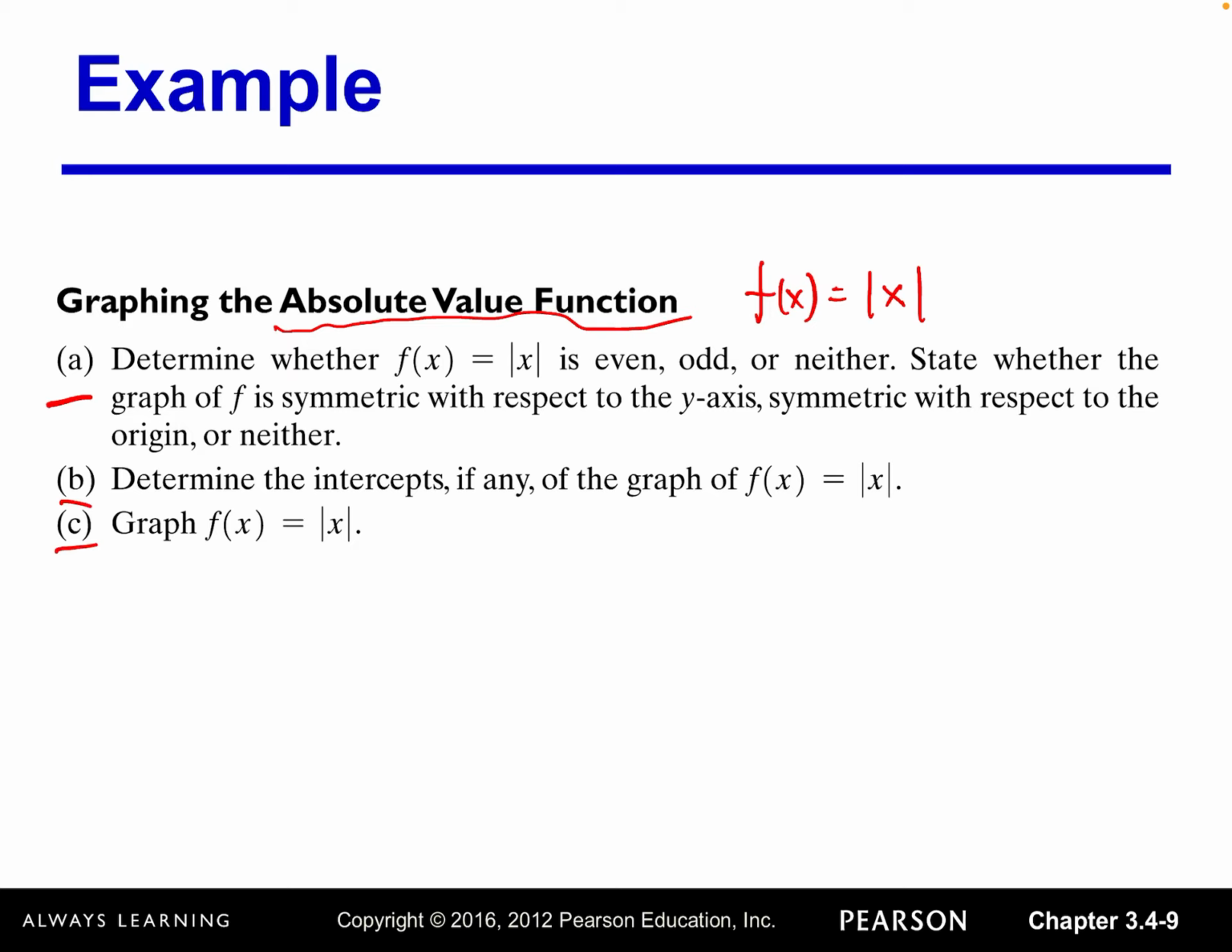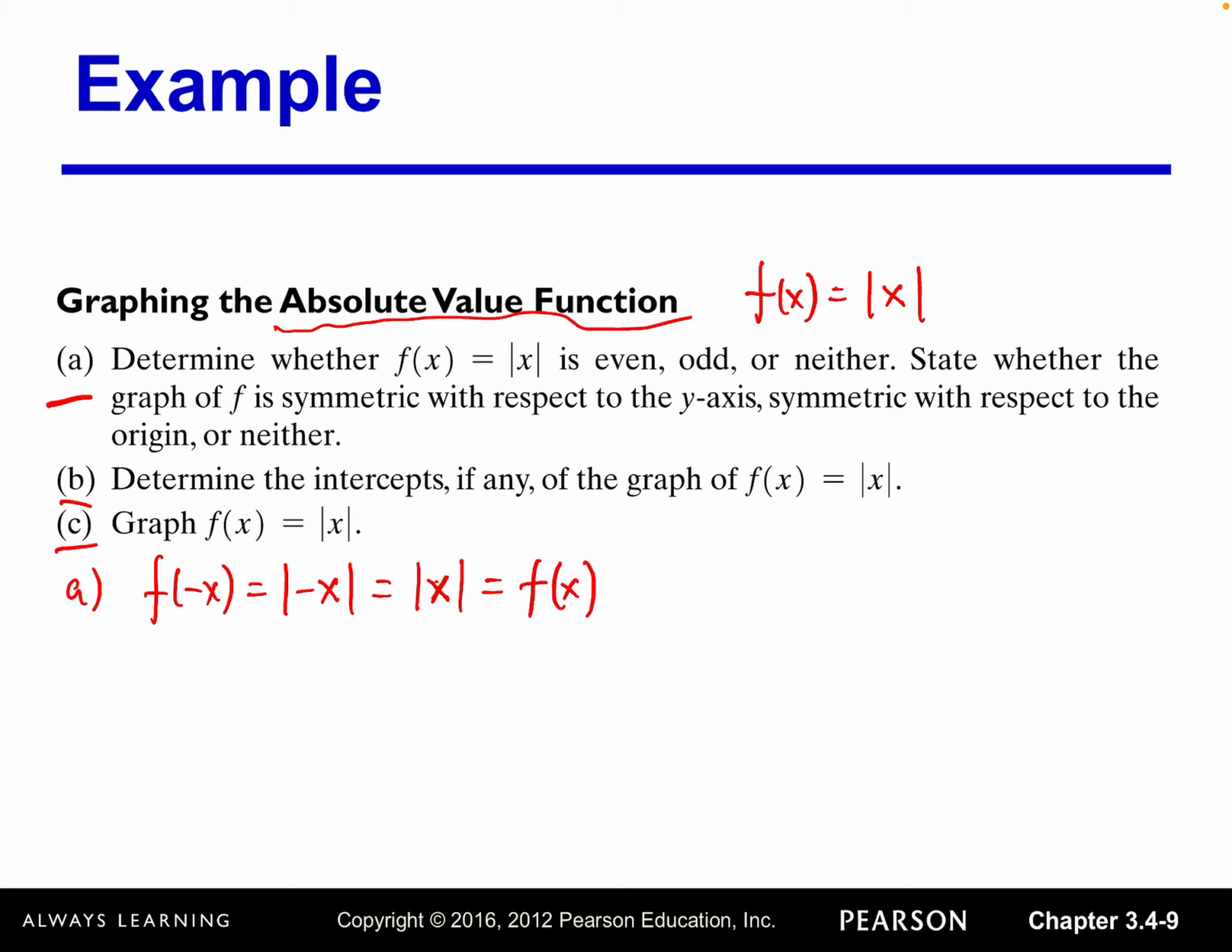State whether the graph of function is symmetric with respect to the y-axis or symmetric with respect to the origin or neither. All right, so let's look at first A. In order to determine function is even or odd, we need to evaluate f of negative x, right? So replace x by negative x. So absolute value of negative x is the same as absolute value of x. Okay, negative sign is eliminated after the absolute value. So therefore, that's the same as original function f of x.